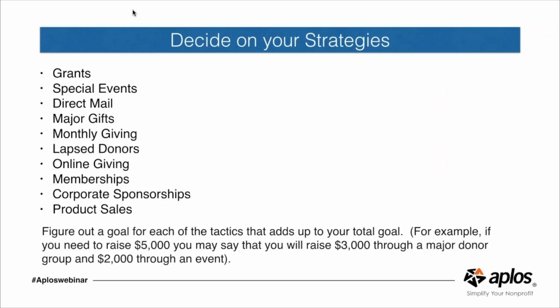So that's setting the goal. The next thing you want to do is decide on your strategies. Look at what you currently do. I've listed here probably the most common fundraising strategies that I'm aware of: grants, special events, direct mail, major gifts, monthly giving. Lapsed donors is a strategy.